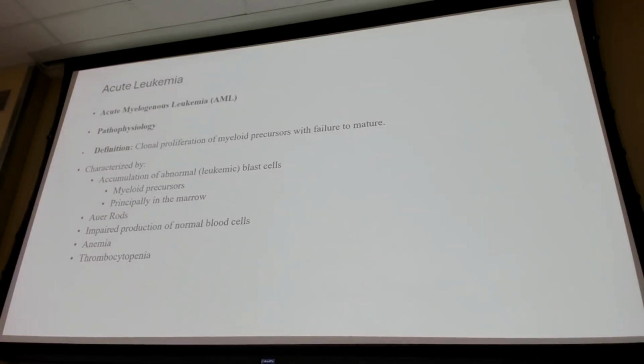Pathways. Proliferation of myeloid precursors. Failure to mature, acute myeloid. Right? That failure to mature that we saw in MDS, they're stuck in that blast phase. Well, now I'm producing a lot of them.